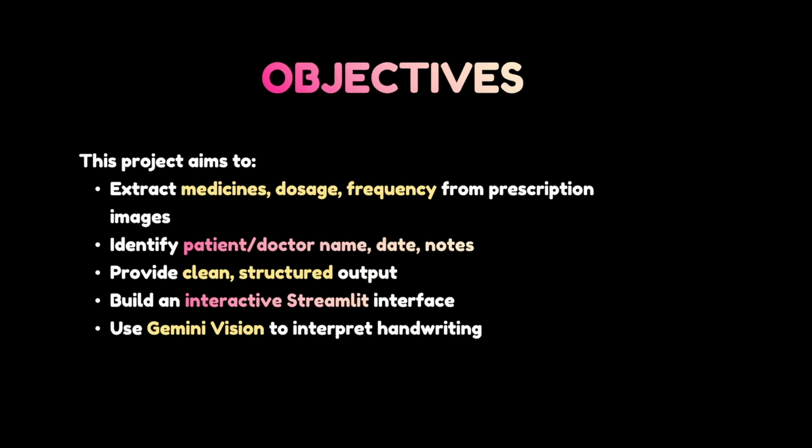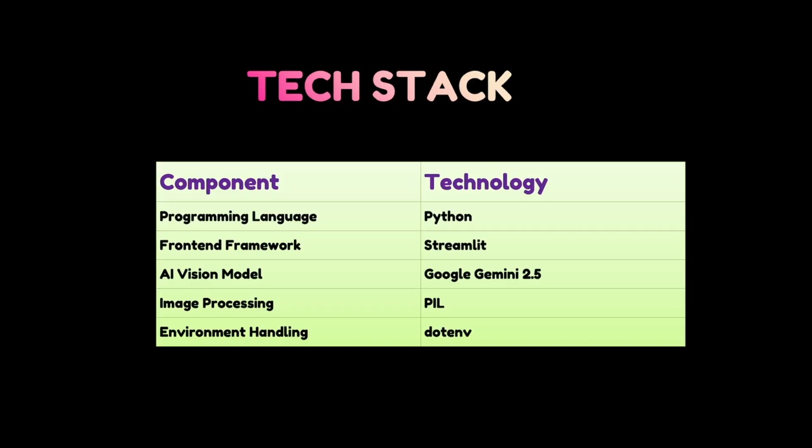Objective: it helps you in extracting medicines, dosage, and frequencies from the prescription, identifying the patient name, doctor name, dates, and also notes. It provides a clean, structured output, and it helps you in building an interactive Streamlit interface. We'll be using the Gemini model, which supports images, for interpreting handwriting from images. So this is the objective.